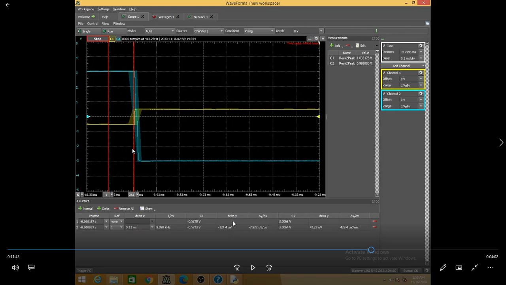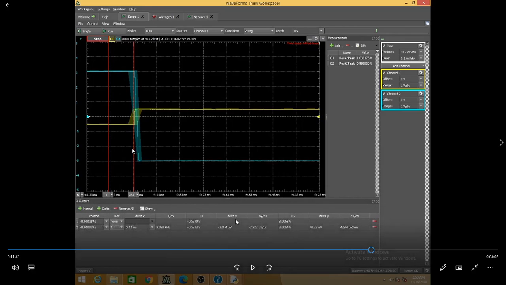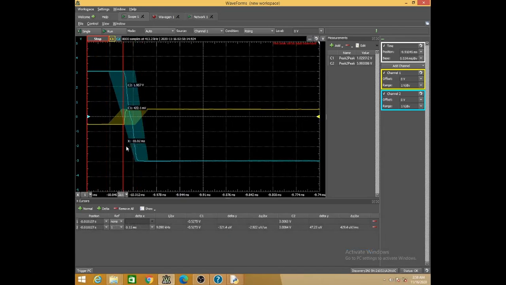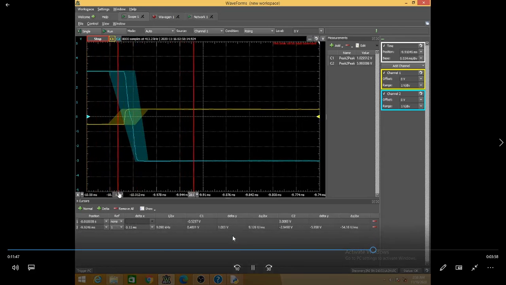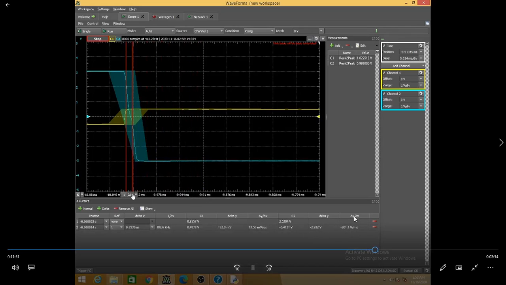Okay, let me just write it here. Just a minute. Let me continue with this, and then I'll come back to that. You can see I'm placing two cursors in such a way that it will give directly what this is. Can you see here? This is del y by del x.